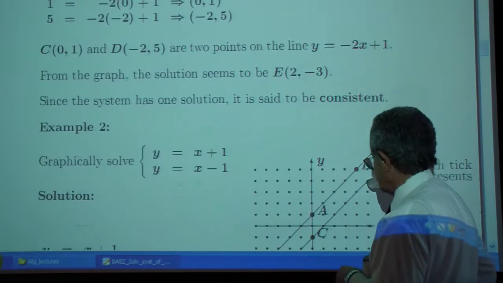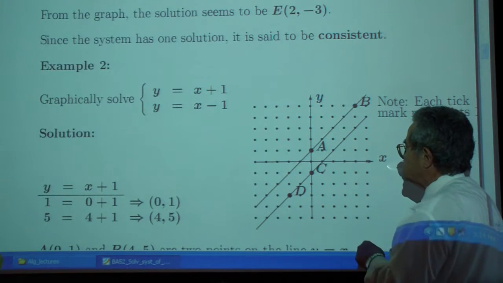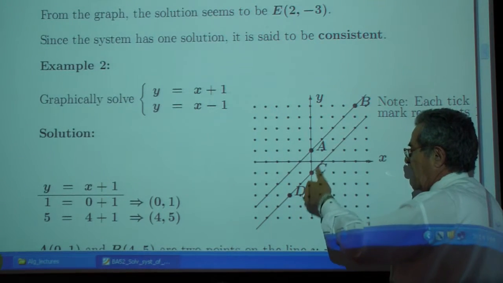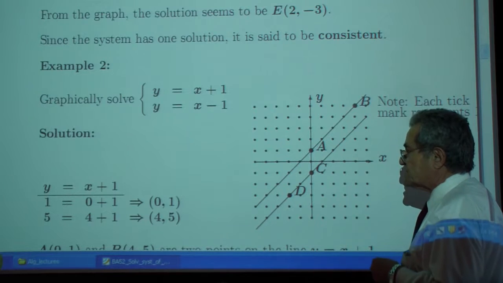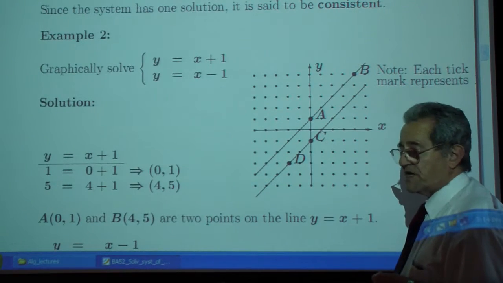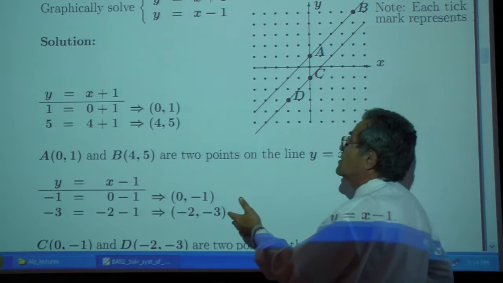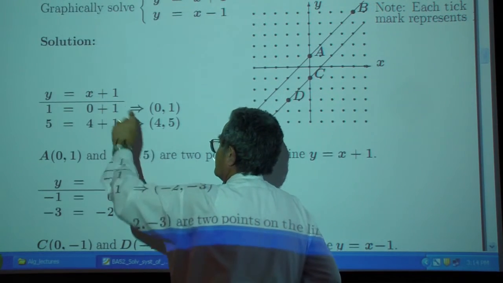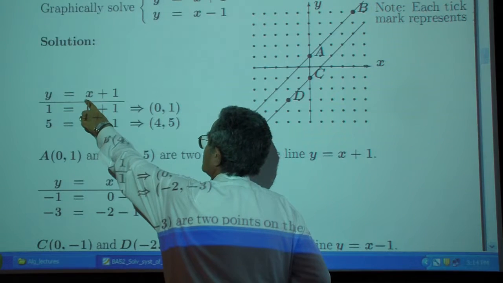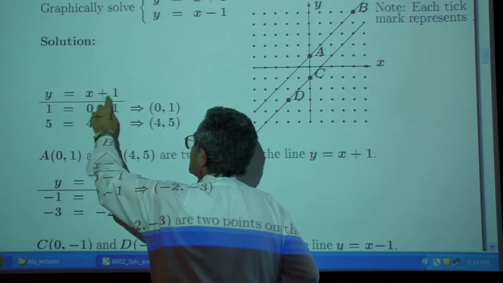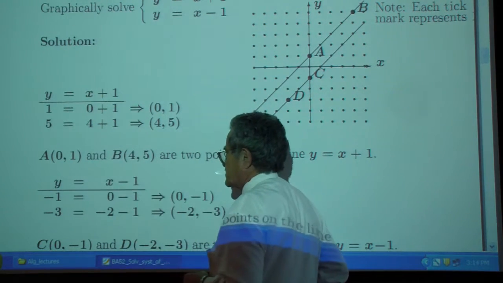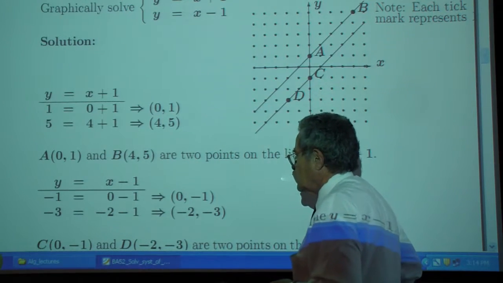About these two equations, you draw the lines, and they look like the lines are parallel. They may or may not be. In this case they are because the slopes are the same. The slope is equal to 1 for one line, the slope is equal to 1 for the other line. y is mx plus b. Only the b varies in this example.